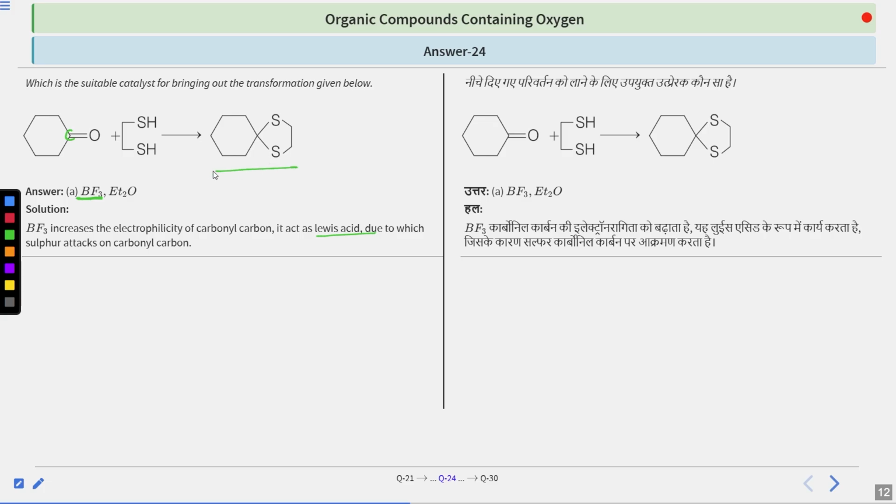And it forms this ring compound, in which you can see we have a cyclohexane where one carbon is connected to the two sulfurs and CH2CH2. The ring is forming. So we use BF3, which will increase the electrophilicity of the carbonyl carbon so that sulfur can easily attack the carbon, right? And thus we have our correct answer as option A, that is BF3 and diethyl ether. Okay, let's move on to our next question.